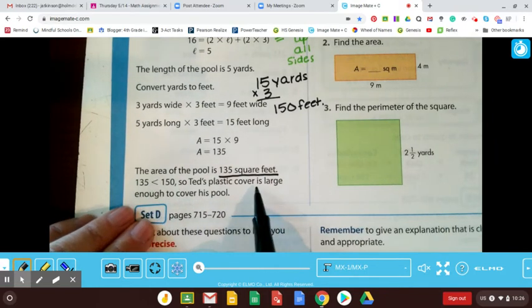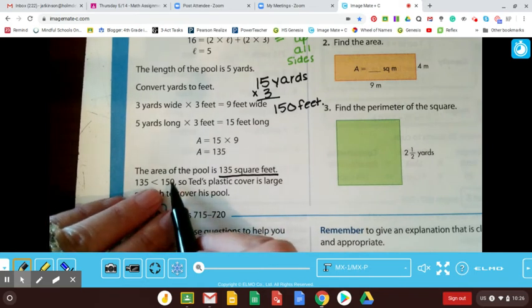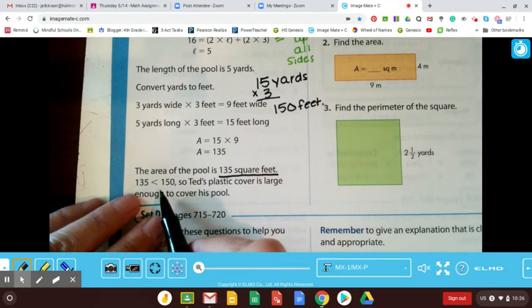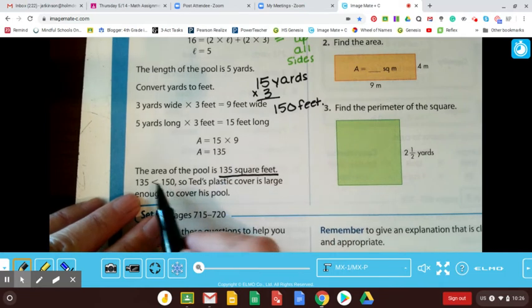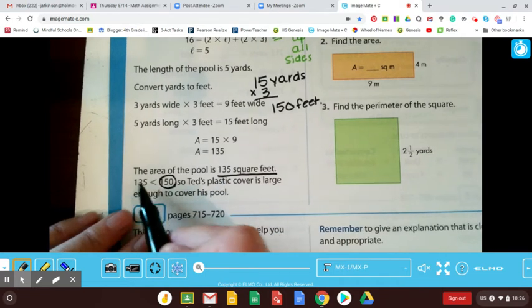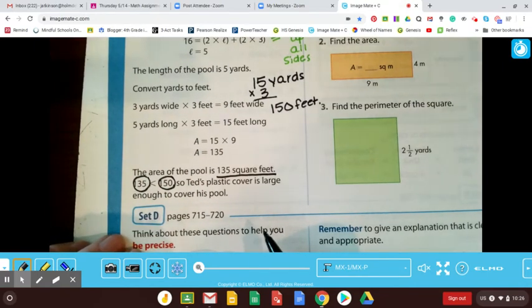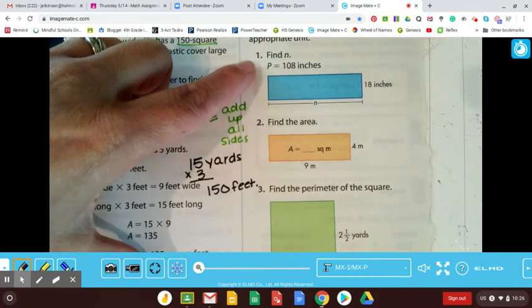So Ted's plastic cover is large enough because remember, his pool was 150 square foot, and the pool cover, wait, no, this is the cover, 150, and this is the actual pool. So there's plenty. There's a little extra to hang over the edge. All right. Let's take a look at some more examples.